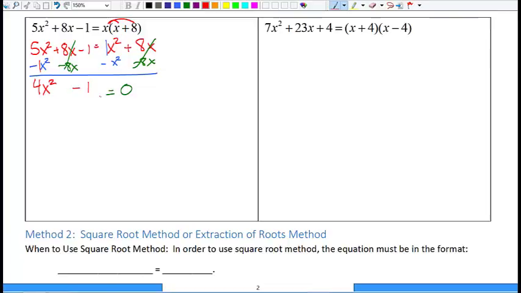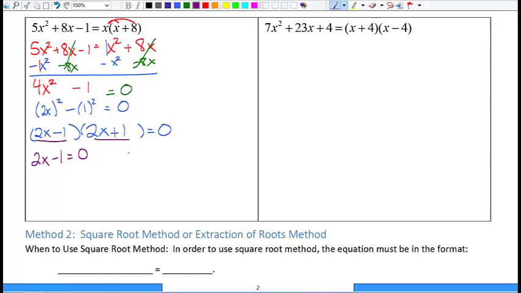I'm in standard form. Step 2 says factor. This is a binomial. There is no GCF, but it is a difference of two squares. We have 2x quantity squared minus 1 squared. So this factors into 2x minus 1 and 2x plus 1. Then I'm going to set each of those factors equal to 0 because both of these factors have a variable in it. And then I'm going to solve.